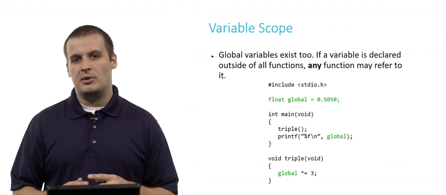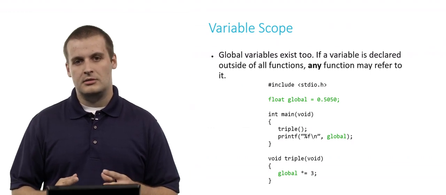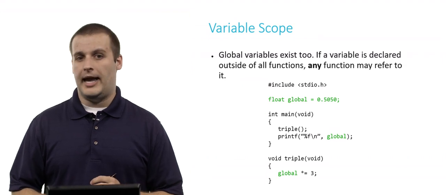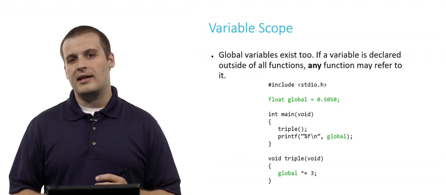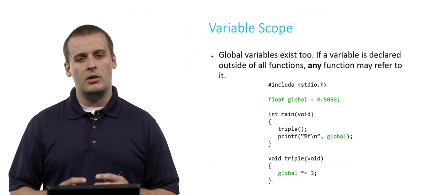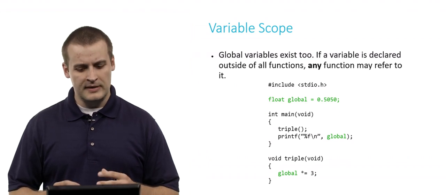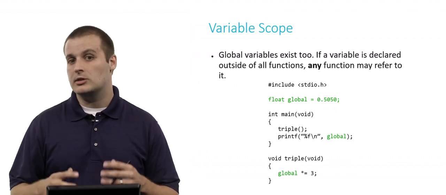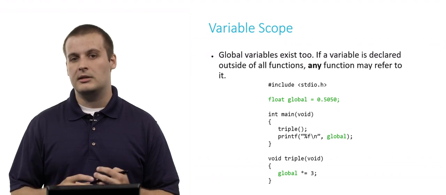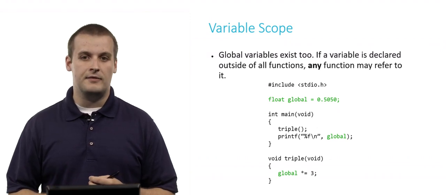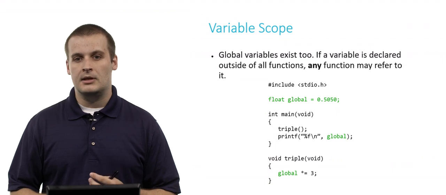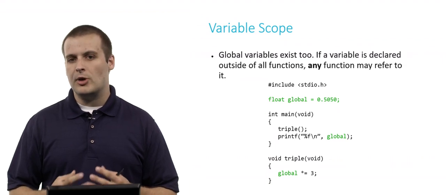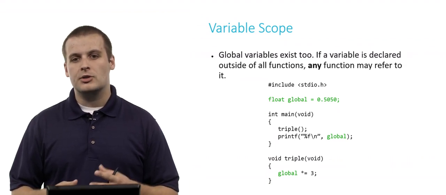Now, as I mentioned, global variables do exist. If you declare a variable outside of any function, all of the functions in the program can refer to it. In this case, I've highlighted in green a global variable declaration. The variable being declared is called global, to be extremely clear about it. It is of type float, and I assign it the value 0.5050. You'll notice that in main and in triple, I am able to refer to global.